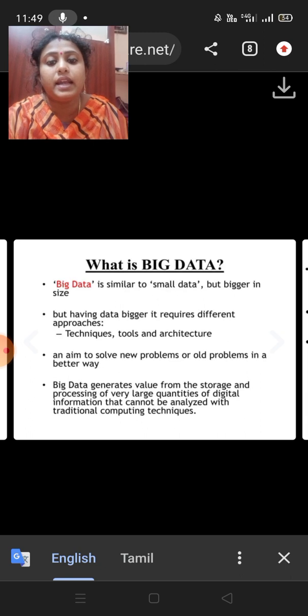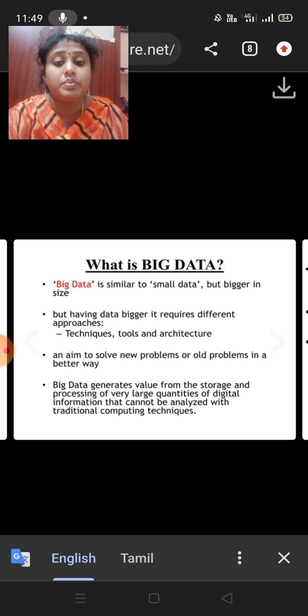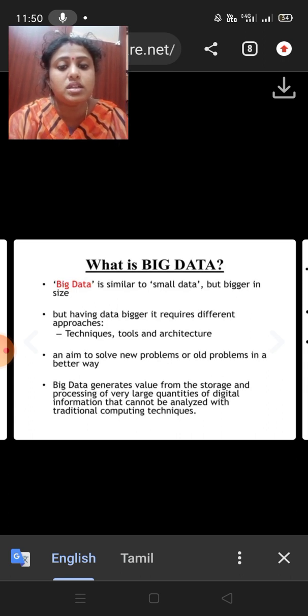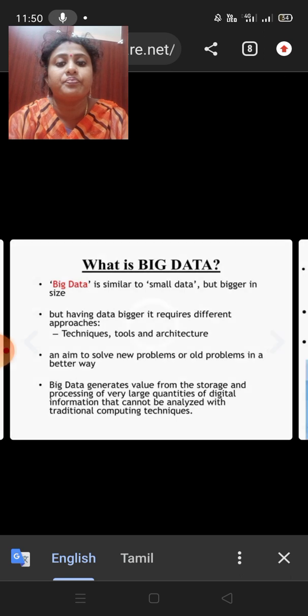And what is big data? Big data is similar to small data, but bigger in size. But having bigger data, it requires different approaches like techniques, tools and architecture. The aim is to solve new problems and old problems in a better way. Big data generates value from the storage and processing of very large quantities of digital information that cannot be analyzed with traditional computing techniques.